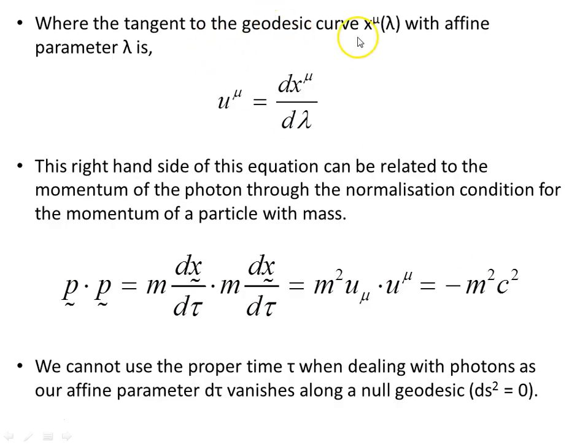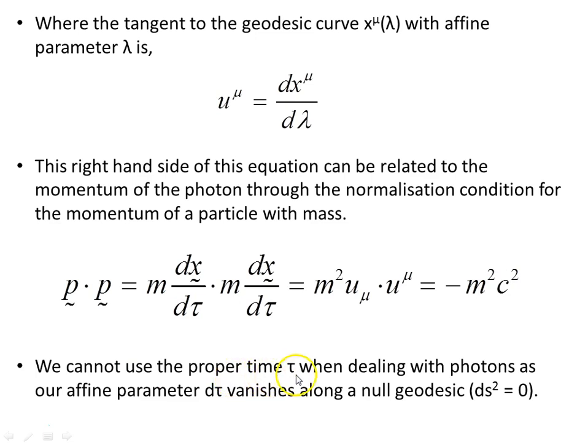Where the tangent to the geodesic curve x^μ(λ) with affine parameter λ is this. Now, the right-hand side of this equation can be related to the momentum of the photon through the normalization condition for the momentum of a particle with mass. So here's the four-momentum; normalize that, and we get minus m squared c squared, so that's for an object with mass.